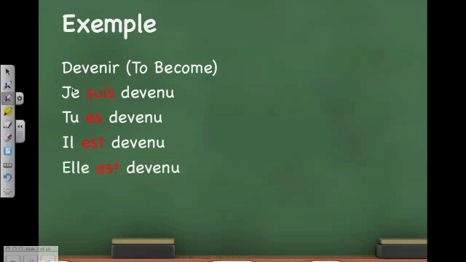Elle est devenue is also singular, but because there's an L there, it means that devenu has to have an E because it's also feminine. Nous sommes devenus is plural, and so we add an S to devenu. Vous êtes devenus is also plural, and so we add an S to devenu again.